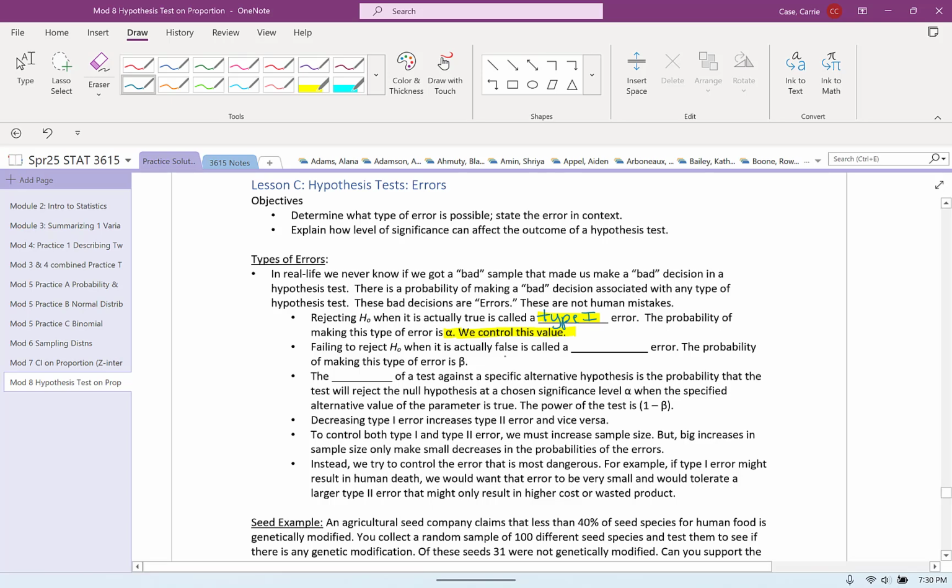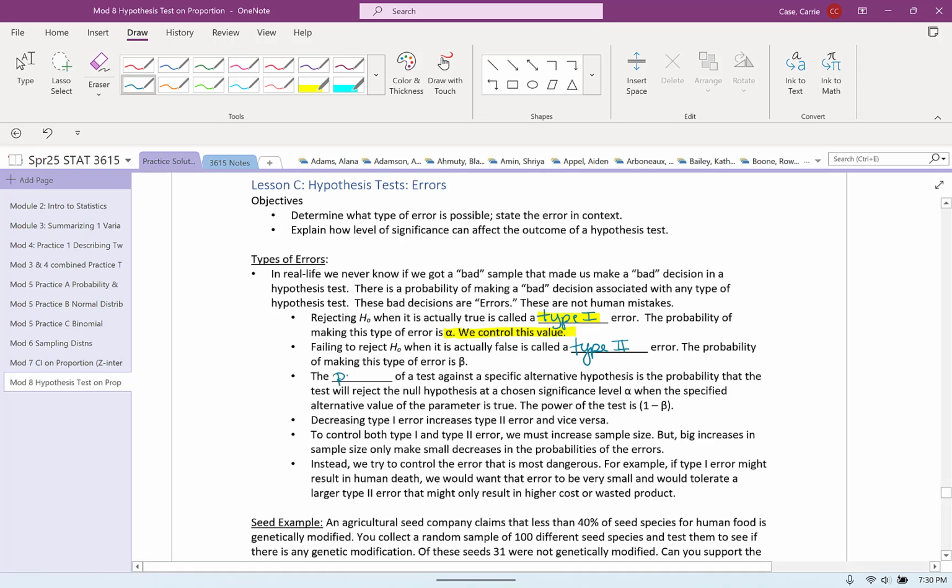Failing to reject the null when it's actually false is called type 2 error. The probability of making this type of error is beta, and we can calculate that, but we won't do that in this class. It's a little bit beyond the scope of this class.